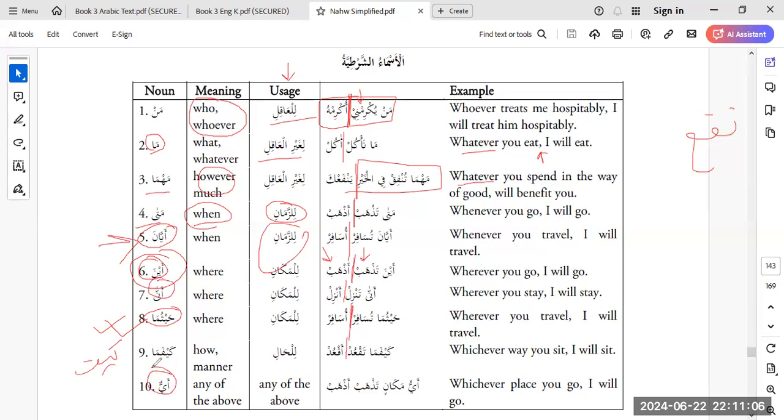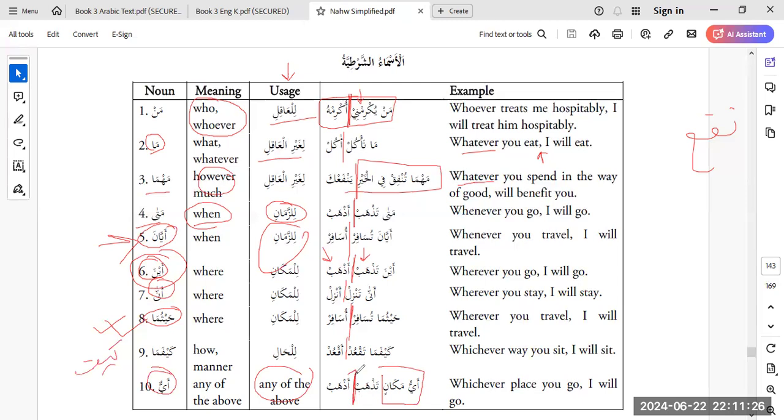Ayu, we know this ayu is always used as mudaf, right? It can be used for any of the above, any for any. It will mean which. Ayu makanin, whichever place, tazhab, you go, I will go. All right, a very important table this.